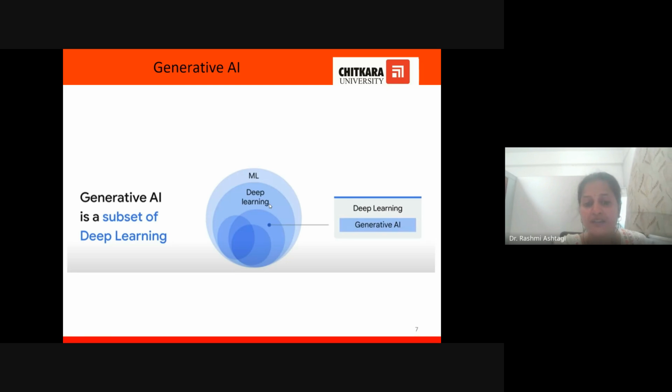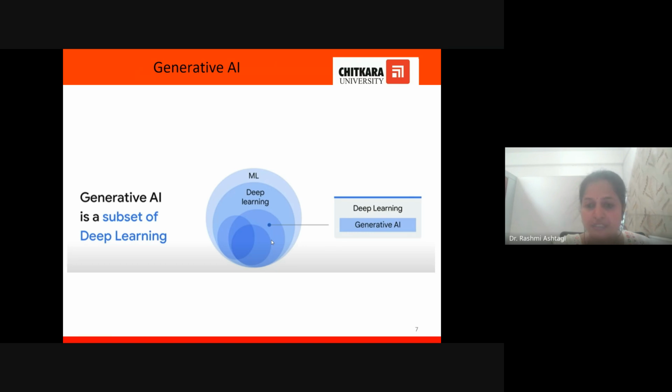So deep learning will identify its own features, and we can fine tune the system to get better results. That is deep learning, which we mainly call a neural network. And a subset of deep learning is generative AI.